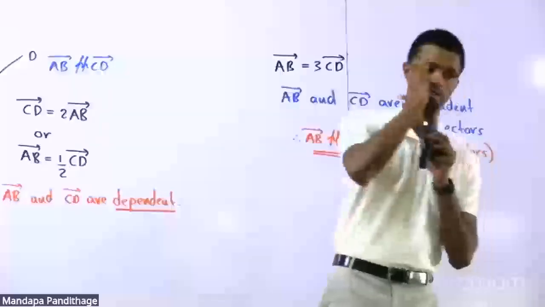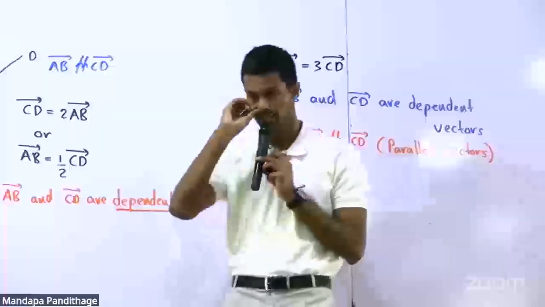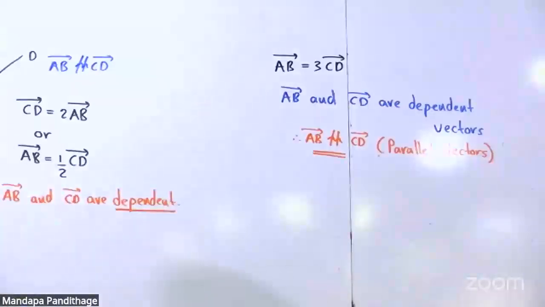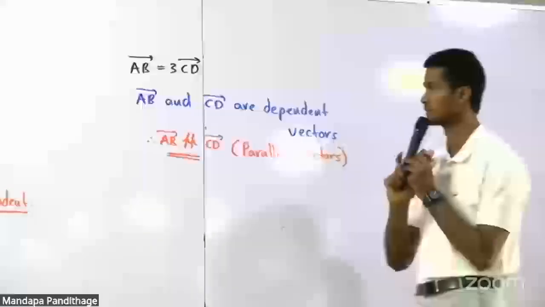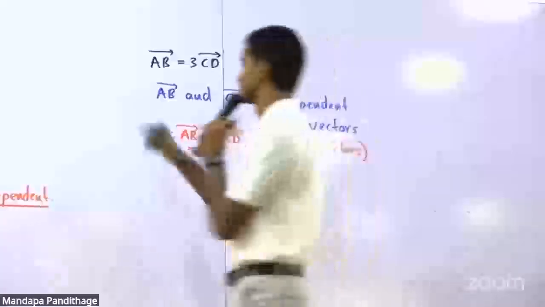Write in this way. Similarly, write in a red pen: dependent vectors are parallel to each other.